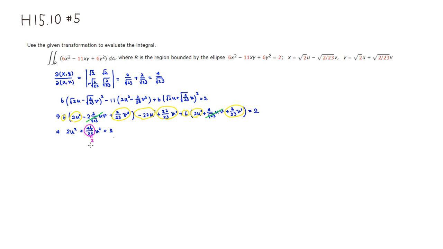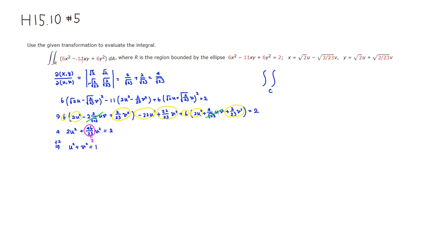So we can just divide through by 2. We get this equation: u squared plus v squared is equal to 1. So the region is actually just a unit circle. So the integral becomes a double integral over the unit circle. I'm going to call this unit circle, say, circle C.